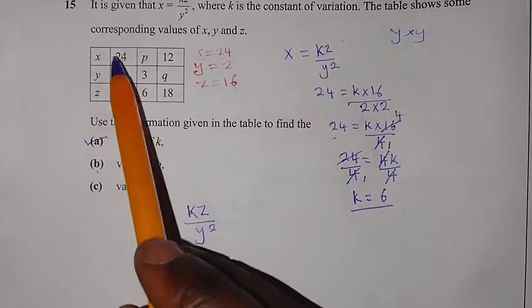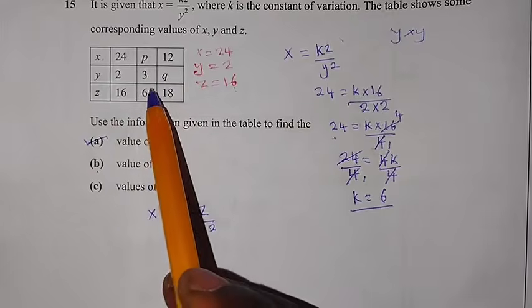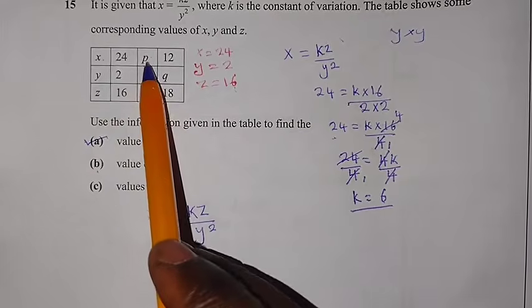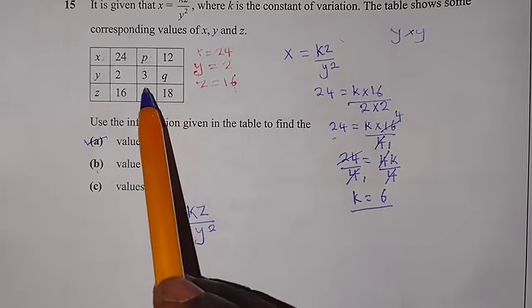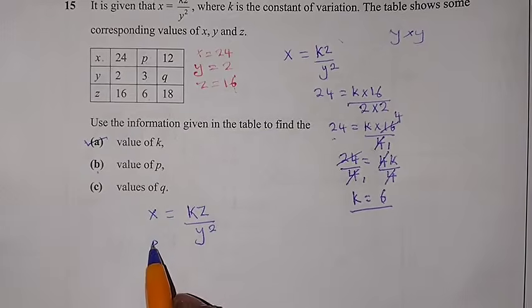Now when you look here, where we have x is equal to p, y is equal to 3, z is equal to 6: where there is x, you put a p. Where there is y, you put a 3. Where there is z, you put a 6. So here where there is x, we are putting a p.